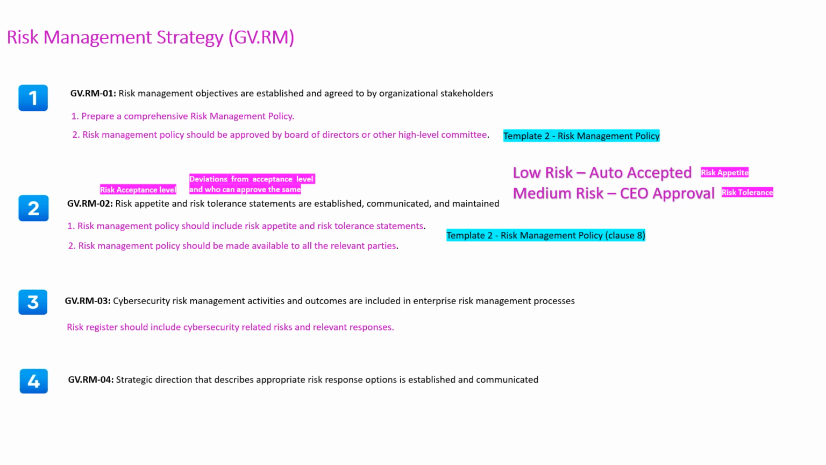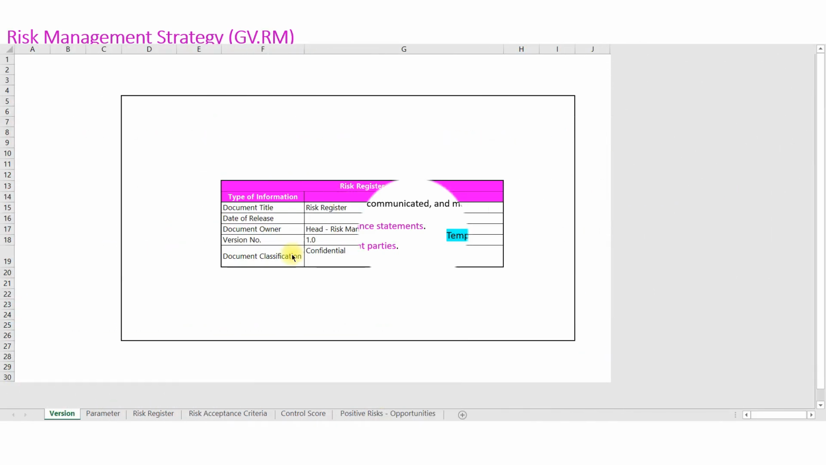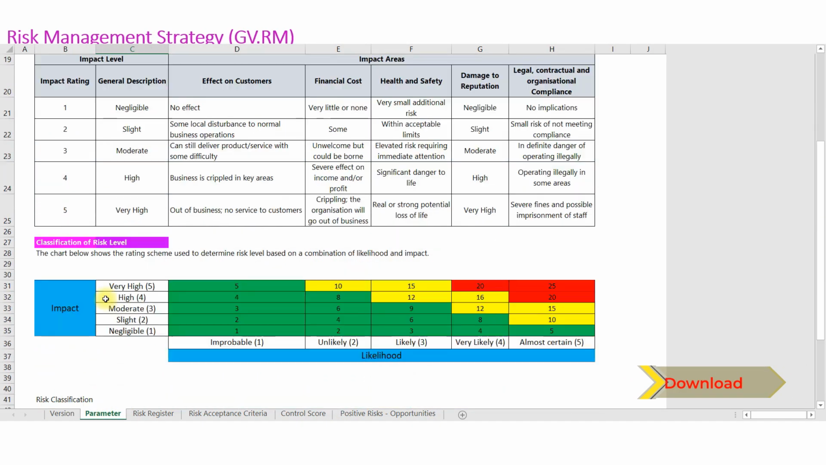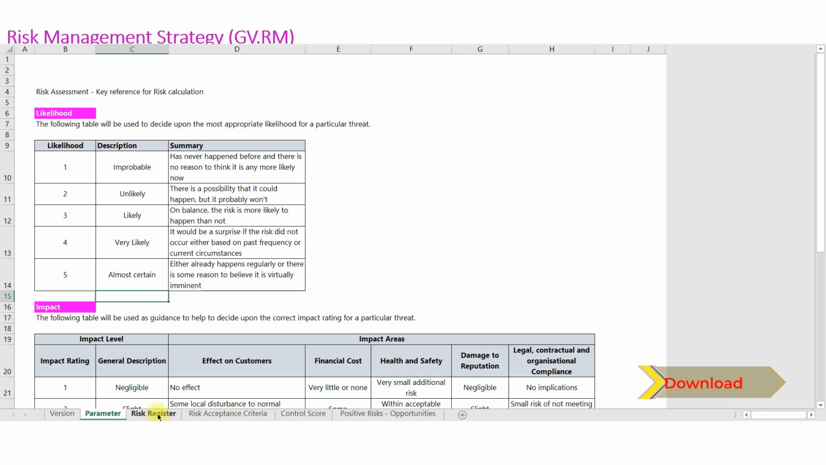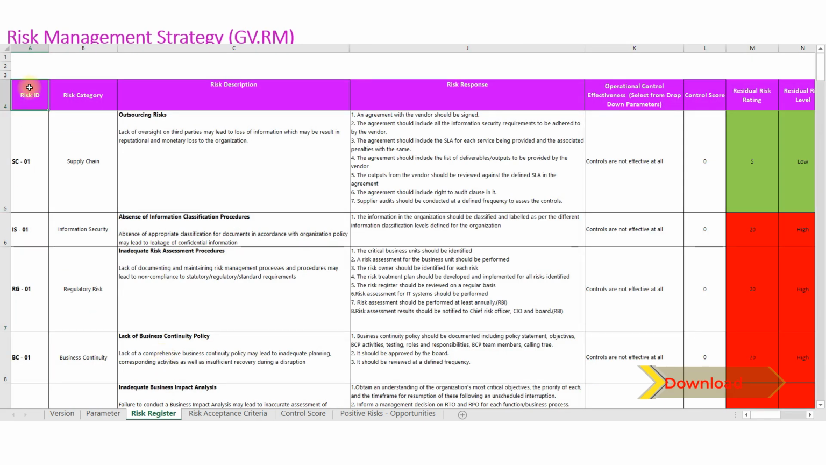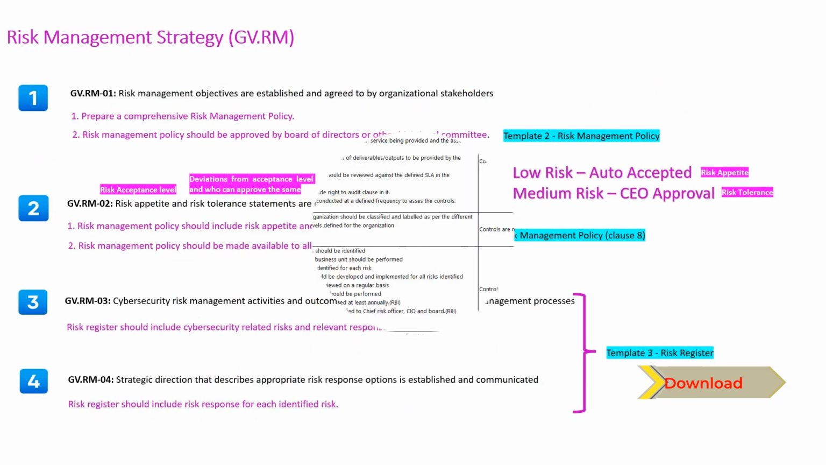Fourth subcategory, strategic direction that describes the appropriate risk response options is established and communicated. So, your risk register should include the risk response for each identified risk. You may like to refer to our risk register, which is completely aligned with CSF requirements. It contains some common types of cybersecurity risk and corresponding responses.